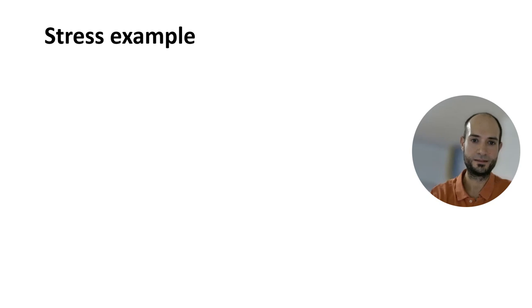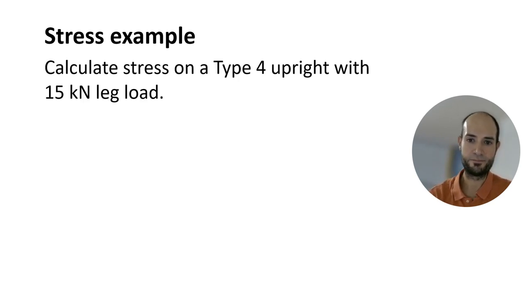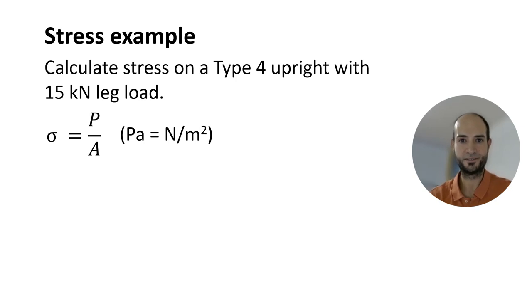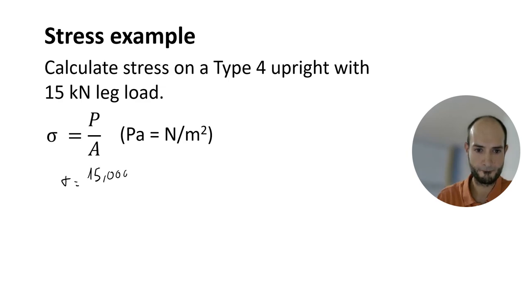Let's do an example. Calculate the stress on a type 4 upright with 15 kN leg load. And remember the equation, sigma or stress equals load over area. So, we want newtons over meter squared. So, we have 15 kN. That's going to be 15,000 newtons. And the area of a type 4 upright is 5.57 centimeters squared. So to make it meter squared, we are going to multiply by 10 to the minus 4 or divide by 10,000. It's exactly the same thing.